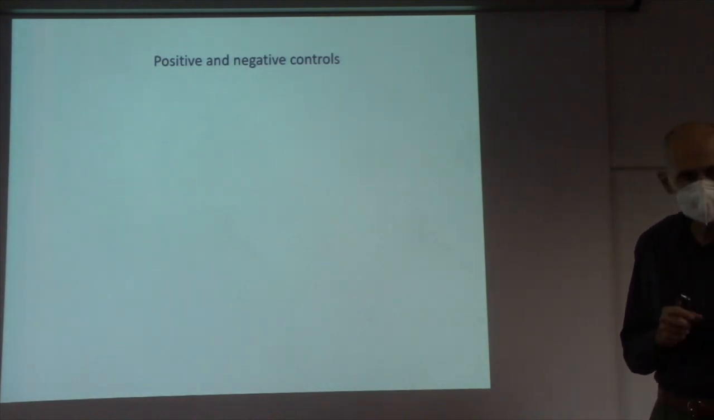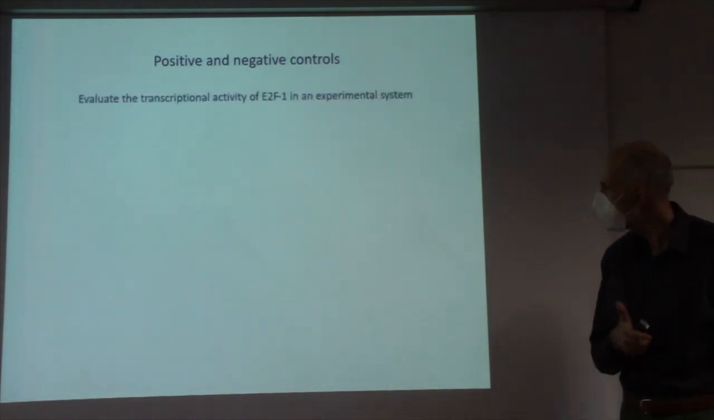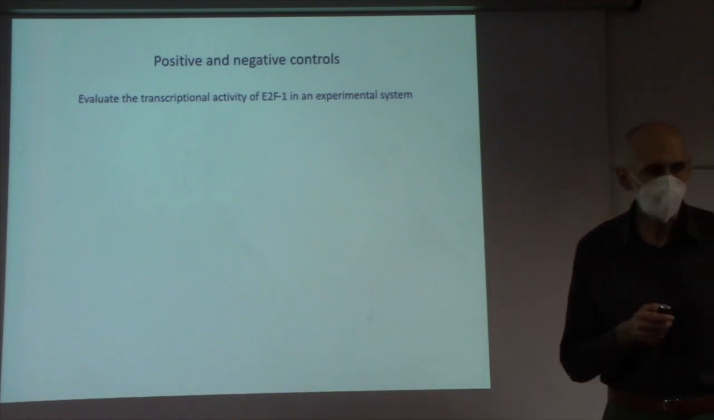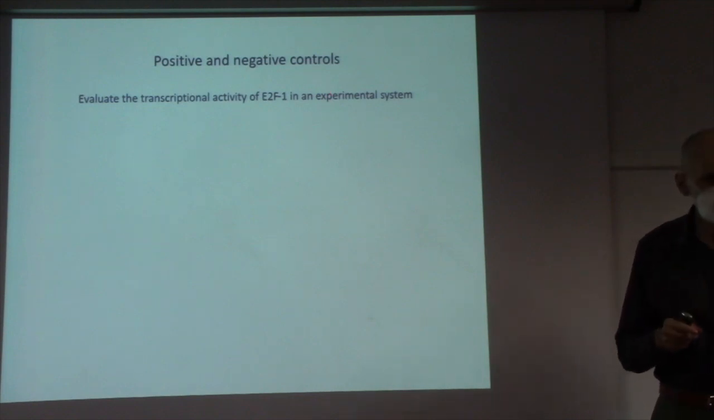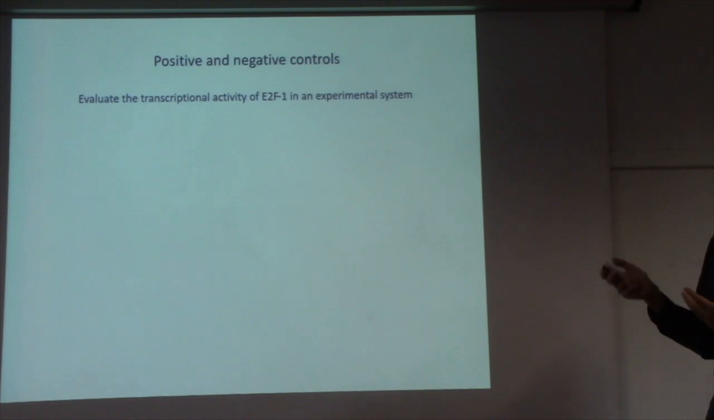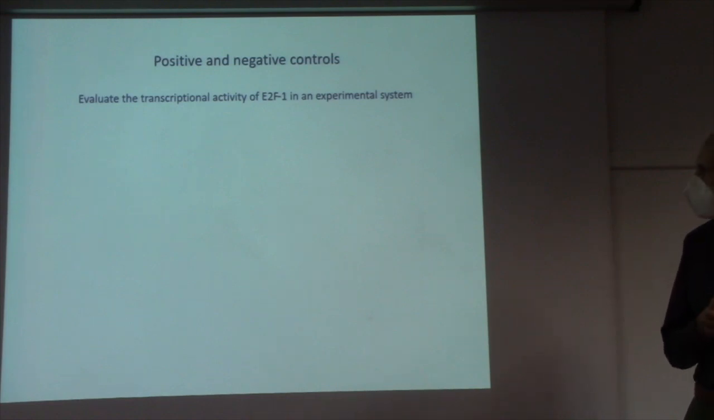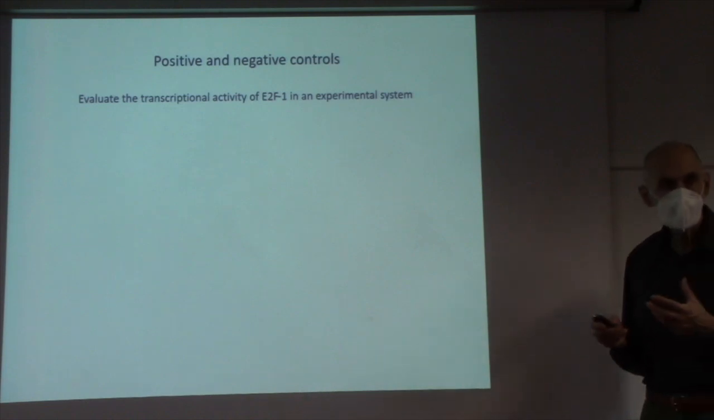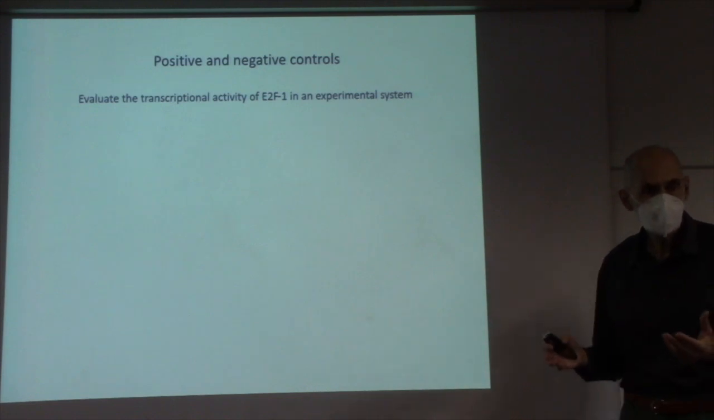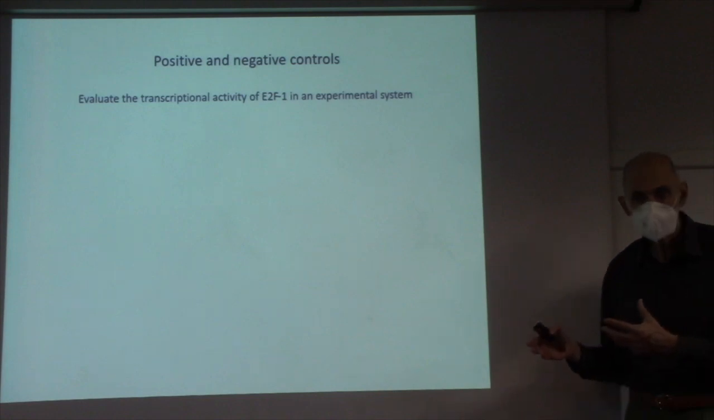All right, so let's examine one final case. Let's say that this time we want to evaluate not the effect of E2F1 on cell proliferation, but the E2F1 happens to be a transcription factor. We want to determine whether in our particular cells it is active or not as a transcription factor. Because not all transcription factors are active everywhere. It depends on the environment. They might need co-transcription factors. They might need other cofactors that are not present in all cells. And so even if you add transcription factors, you might not have transcription.